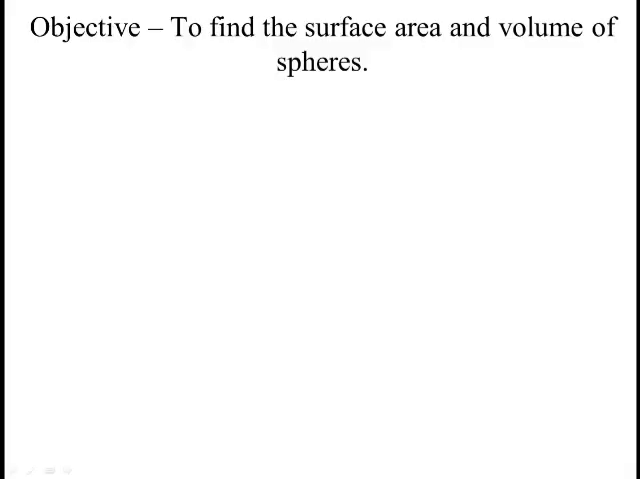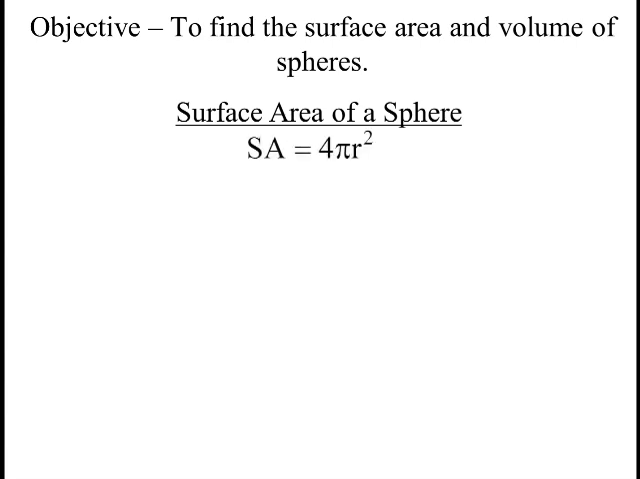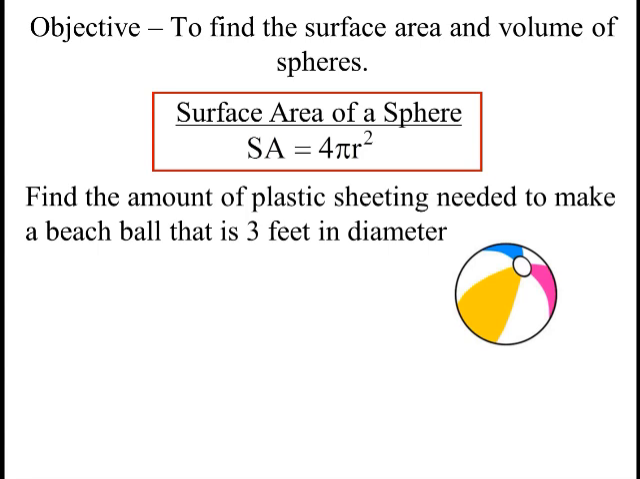This lesson deals with the surface area and volume of spheres. We're going to start with surface area, the formula of which is 4 pi r squared. All you have to be able to do in the quizzes and tests is use the formula.